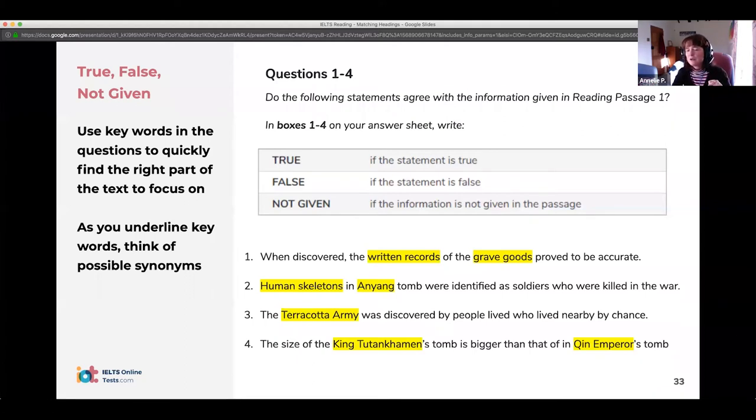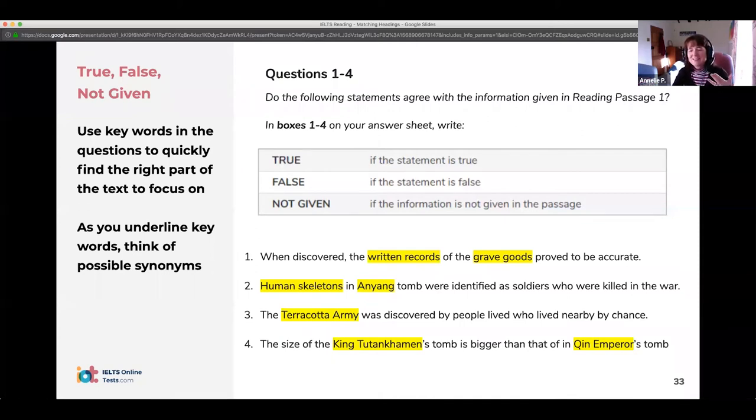Okay, what about people who lived nearby? What's another way of saying that? Okay, we've got local people there living around, maybe neighbors, local residents. Okay, very good. And how about by chance? What's another way of saying by chance? Okay, good. Accidentally, by luck.